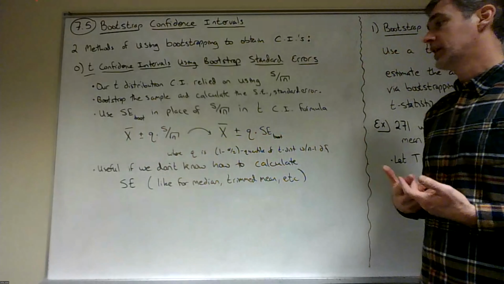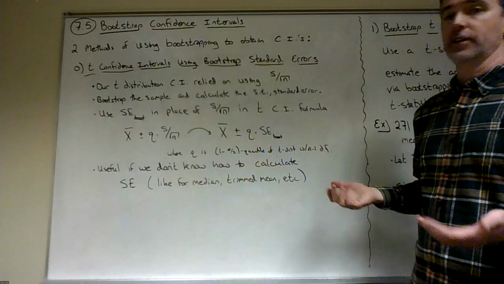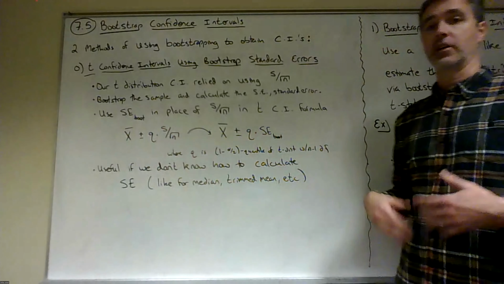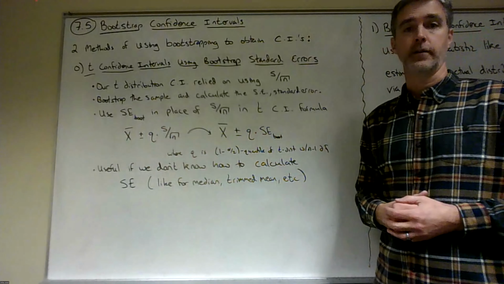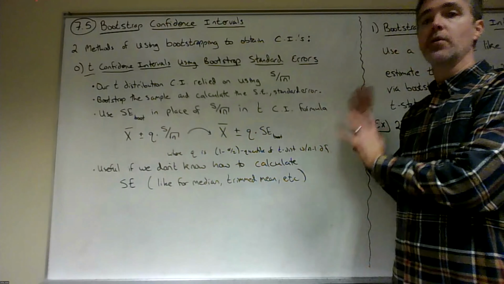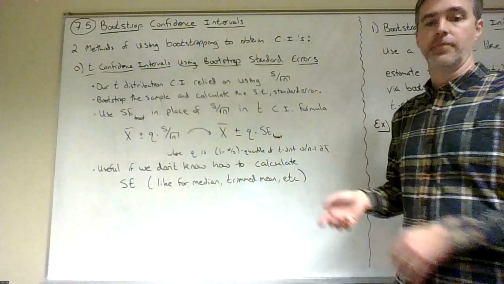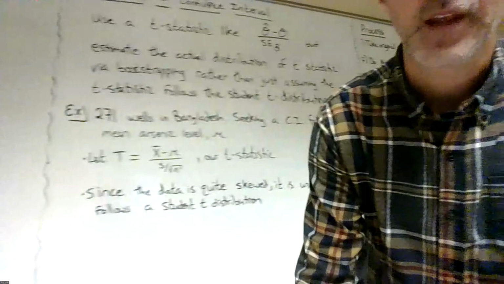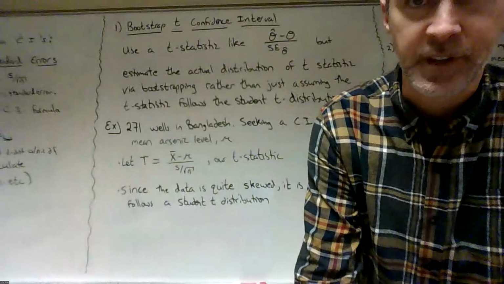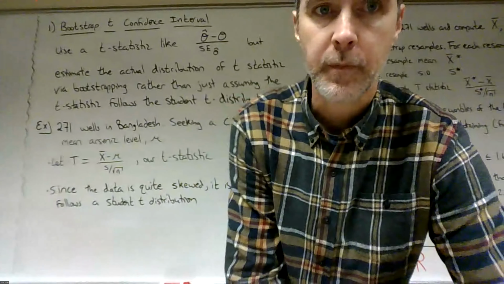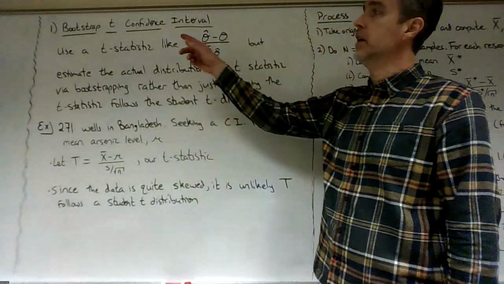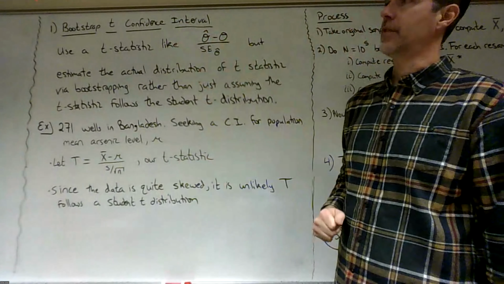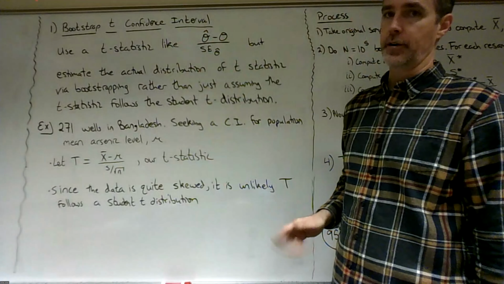Now, this can be really good because there are some things that are hard to calculate the standard error for, like the median or trimmed mean, et cetera. And bootstrapping can just empirically calculate it for us. All right, so we will not use that technique too often. It's the next one on the next panel that we'll mostly be using. And note the subtly different name. This is the bootstrap T confidence interval, not the T confidence interval using bootstrap standard error.